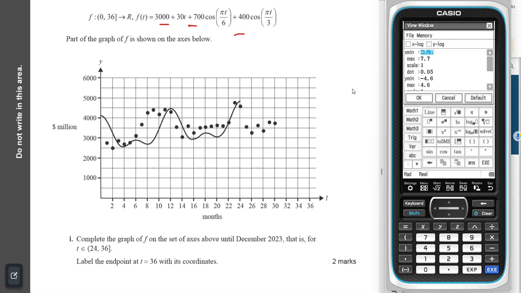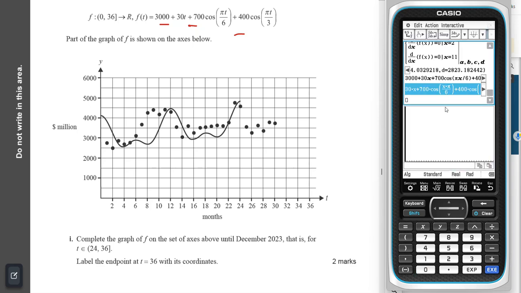I'll change my window to match the window here. So we're going from 0 to, I need to go to 36, so I'll go to 37, and 0 up to 6000. So I'm just following the numbers that are on the graph. Pick that up and drag and drop. So this one here is this one here. So I need to draw that.